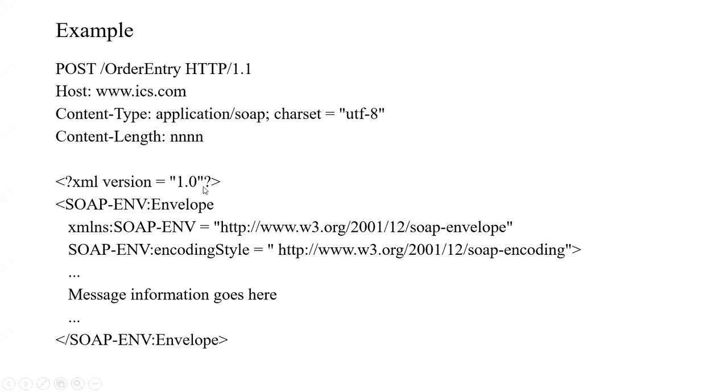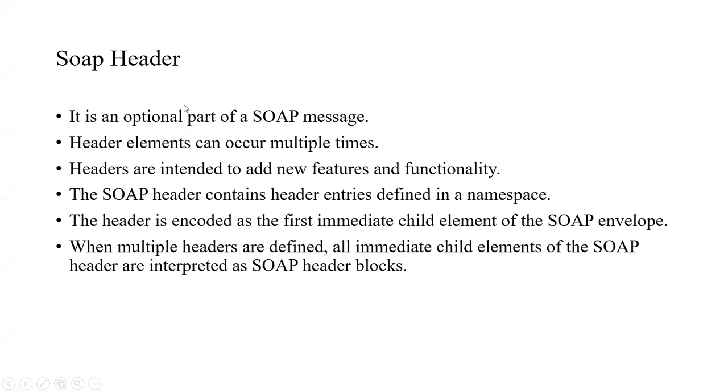XML version 1.0. Here we start with the XML. Here we write the envelope as the SOAP envelope, and the SOAP environment. Here we specify the envelope. These two headers are optional. Then we write the message and close the envelope tag. This information we send to the particular server. This is the host ID.